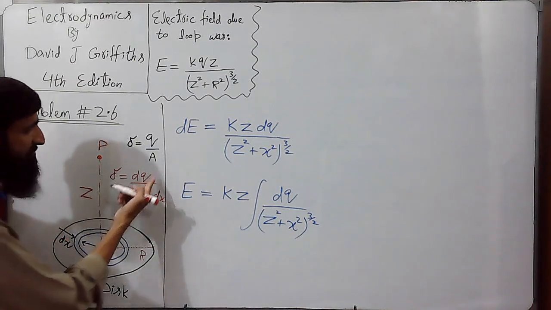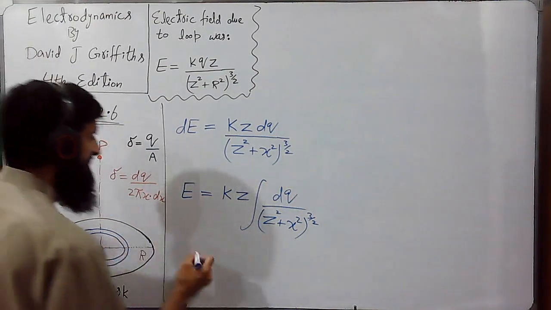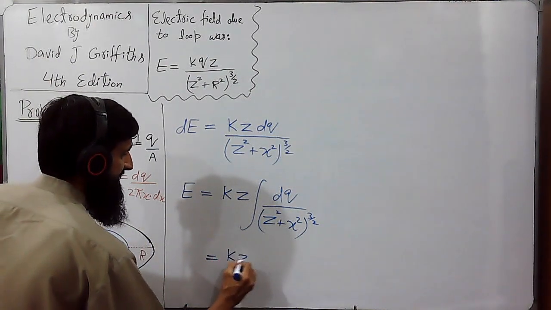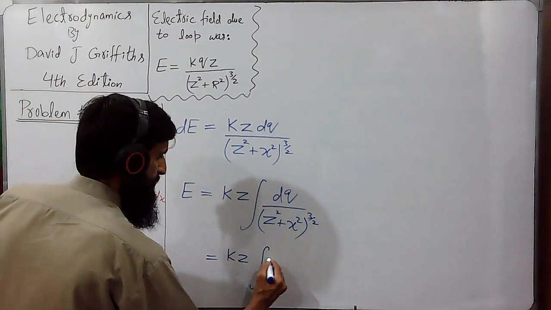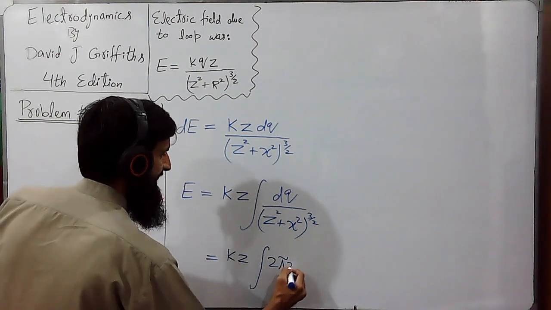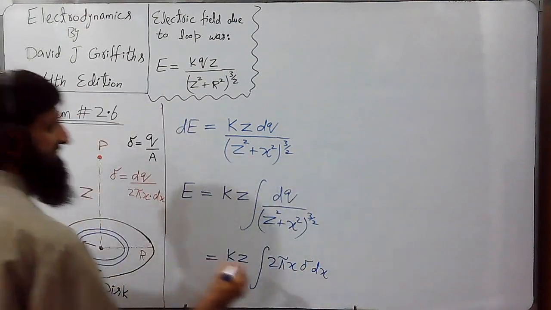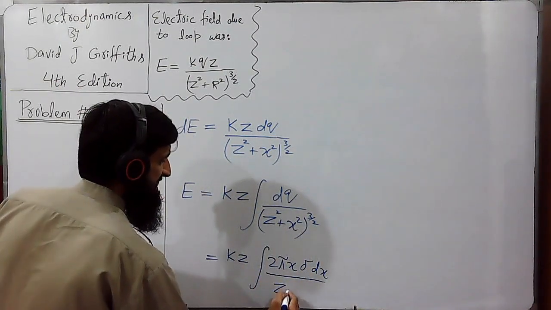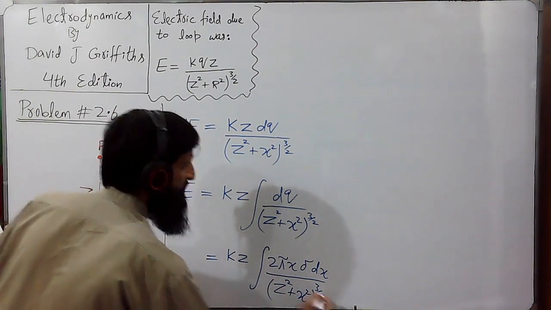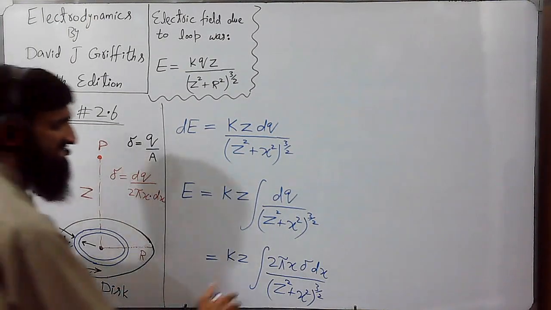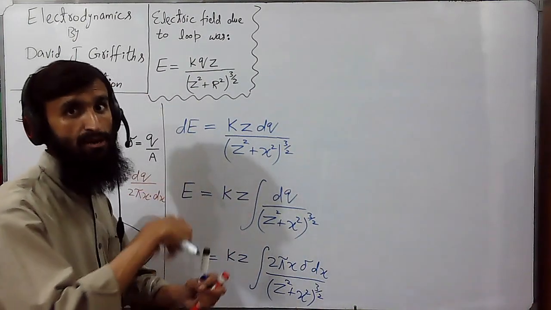Now if I separate the value of dq from this expression, it comes out to be kz times 2 pi x sigma dx divided by (z square plus x square) whole power 3 by 2. Once again, these terms 2 pi and sigma are constants, so they will be taken outside the integral.